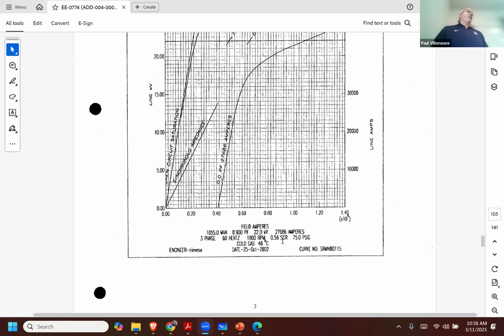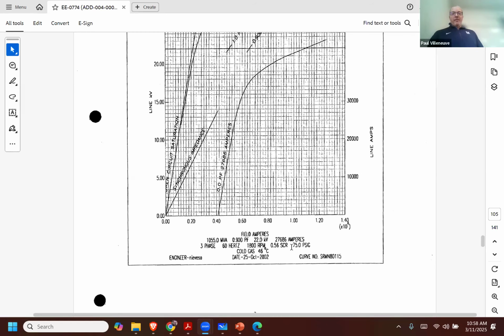And anything that's going to be pushing out this kind of power is definitely going to be three phase, 60 hertz, 1800 RPM, right? So this would definitely be a solid rotor shaft. This is the round rotor design. It even tells you the short circuit ratio, 0.56 SCR. But again, I've never used that data, so I don't know why they provide it.